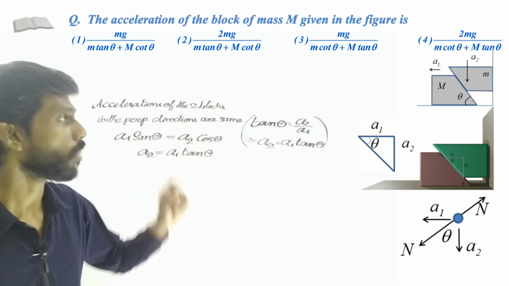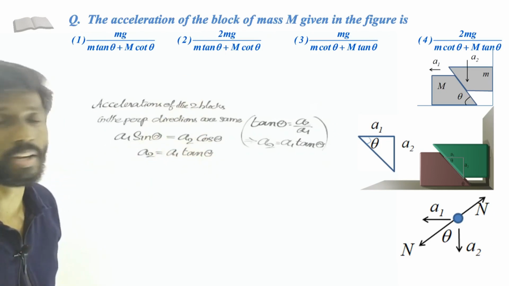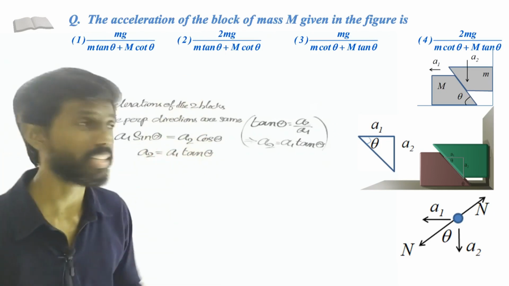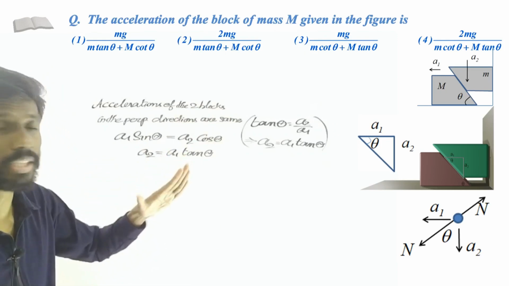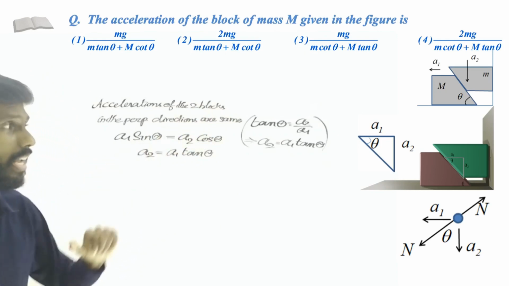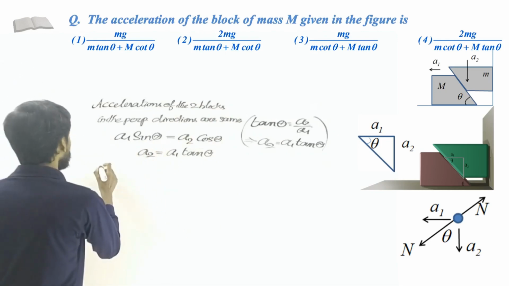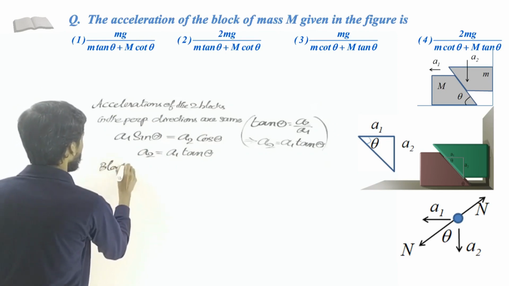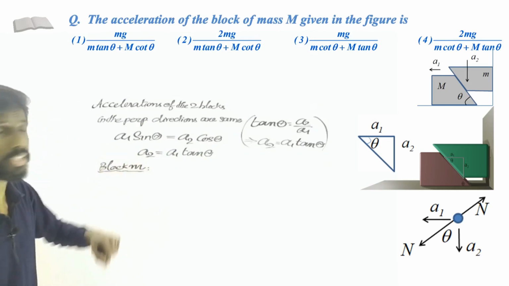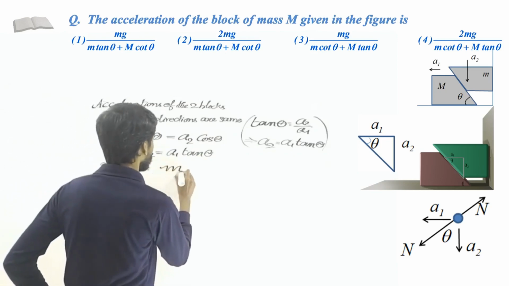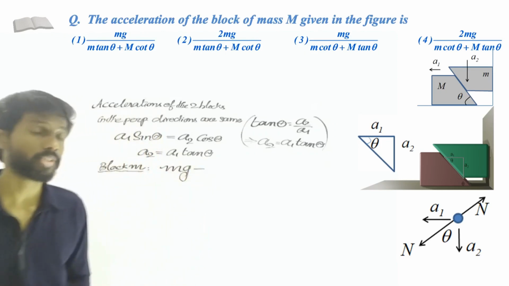Now that block is moving downwards. What are the forces acting on the object? Obviously the gravitational force, the weight acting in the downward direction, and also the normal force. The normal is perpendicular to the surface, and we have to take the vertical component of the normal. So let us write for the block small m. Gravitational force is acting downward, so mg, and the normal force's component we have to take.